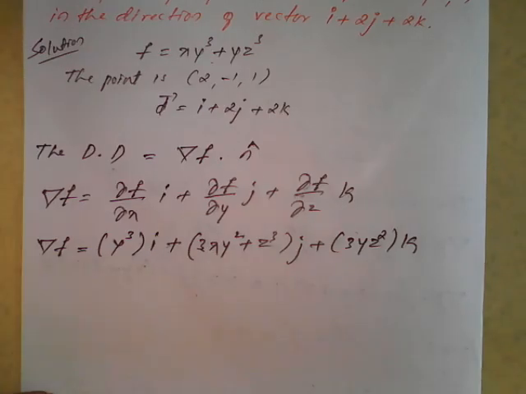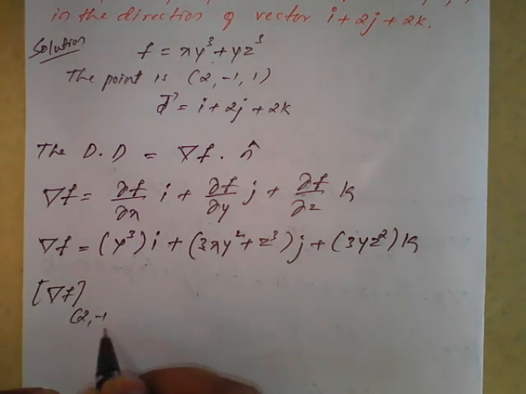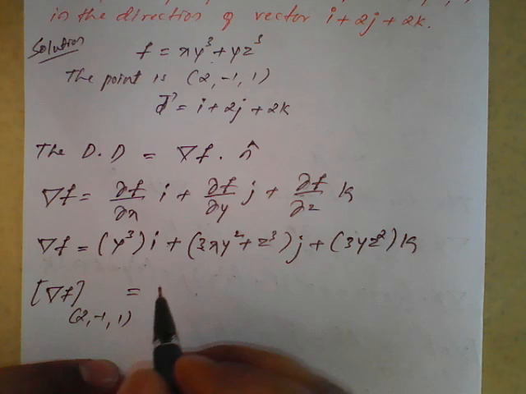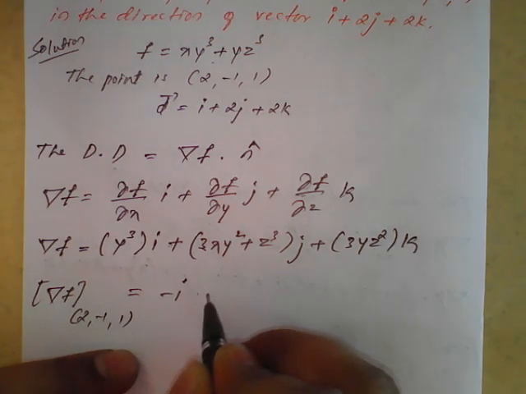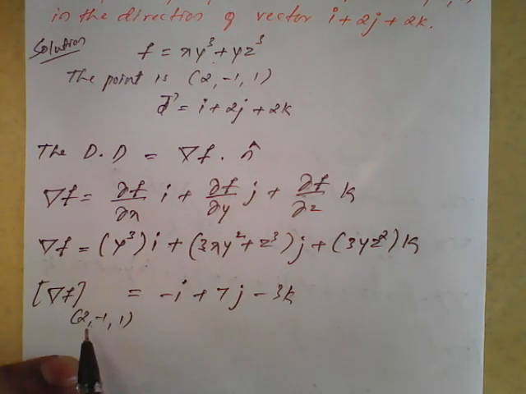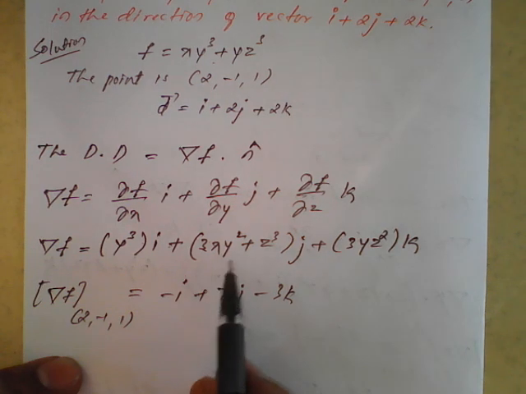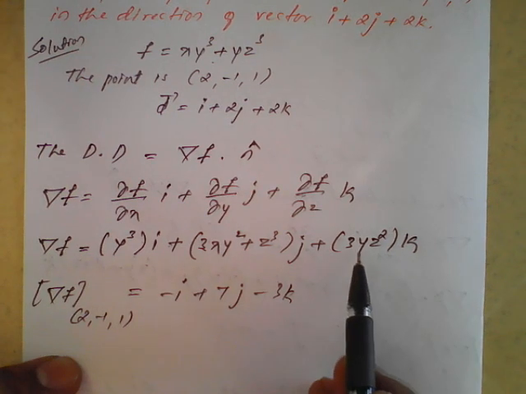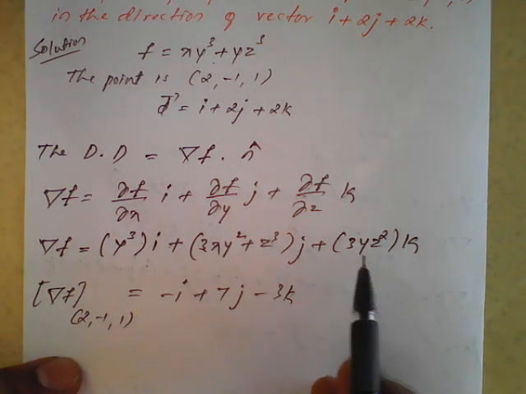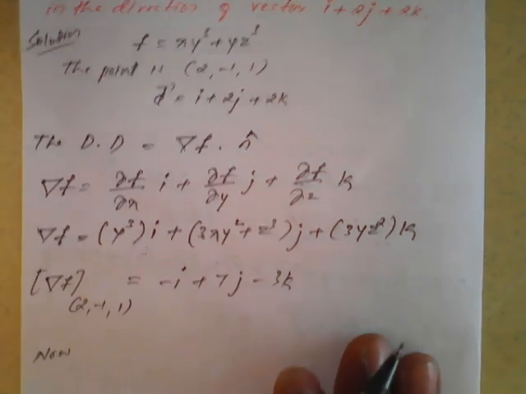So on passing this del f through the point (2, -1, 1), this will become -i + 7j - 3k. If you apply y = -1, then (-1)³ is -1, and -1 into i is -i. If you simply put x = 2, y = -1 and z = 1, you will get 7, and if you put y = -1 and z = 1, you will get -3. So we got this. Now we'll check for n cap.